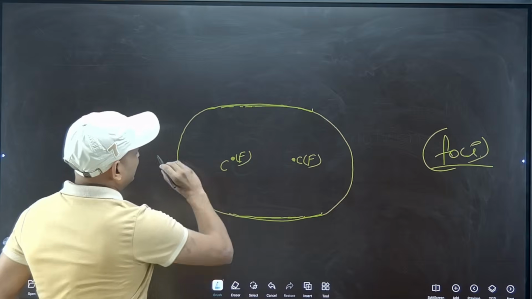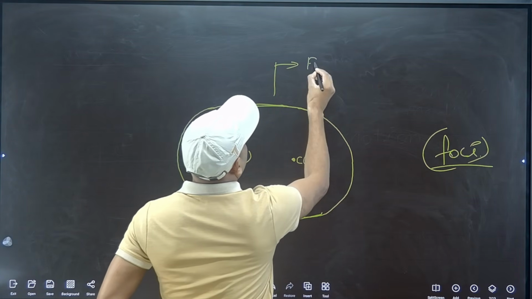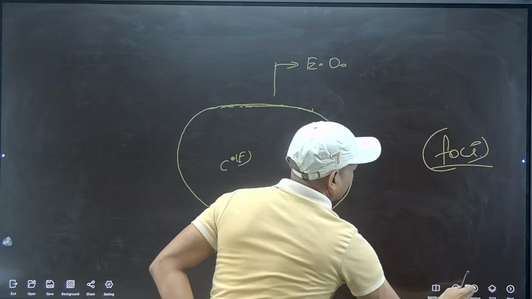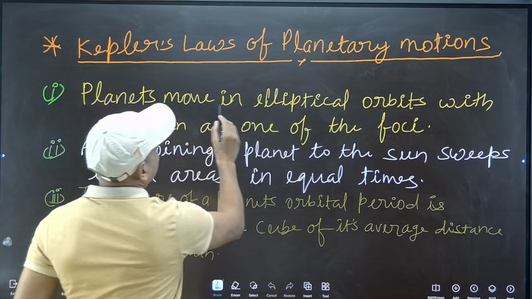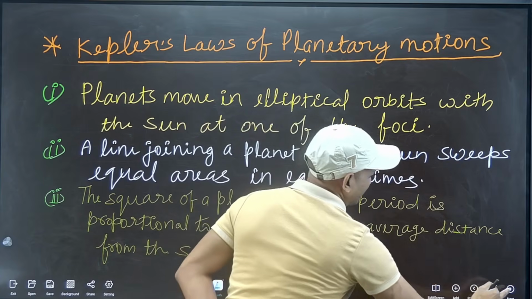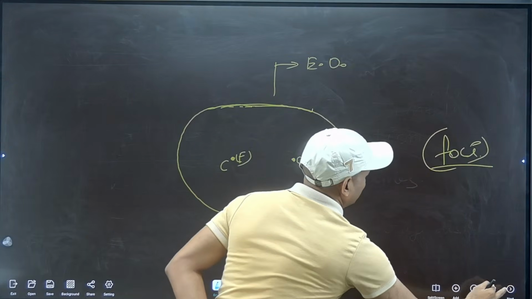This is the elliptical orbit. The first law says planets move in elliptical orbits with the sun at one of the foci.